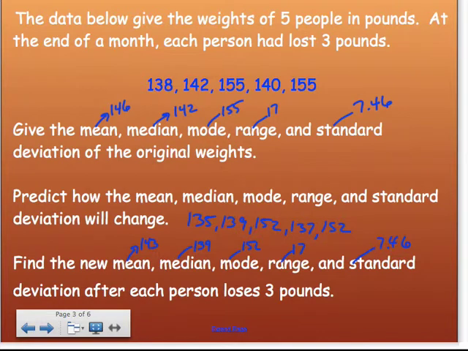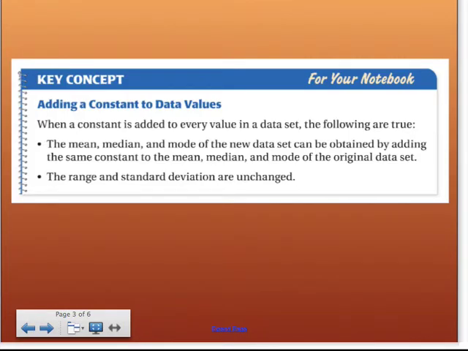In general, and I want you to write this down, when you add a constant to data values, in this case, you say, well, Mr. Wall, I didn't add. Well, I really did. I subtracted 3, but we know that subtraction is the same as adding the opposite. So I really added a constant value of -3. And so when I do that, it says when a constant is added to every value in the data set, and it's important that you know it's every value in the data set, the following are true.